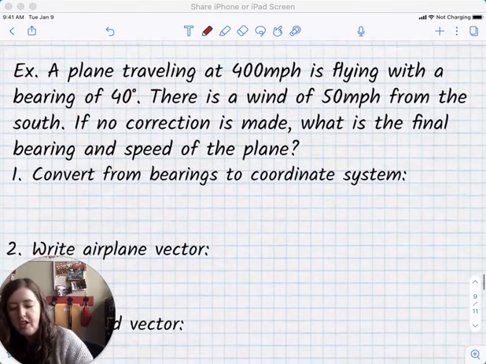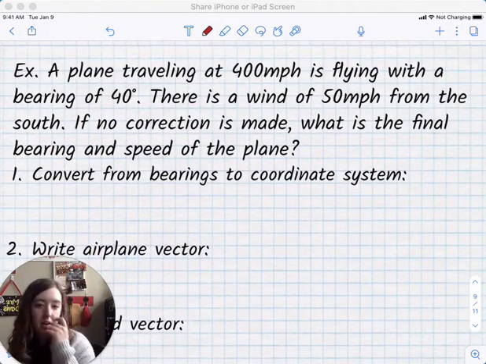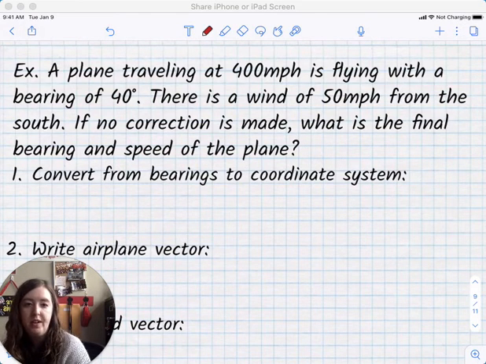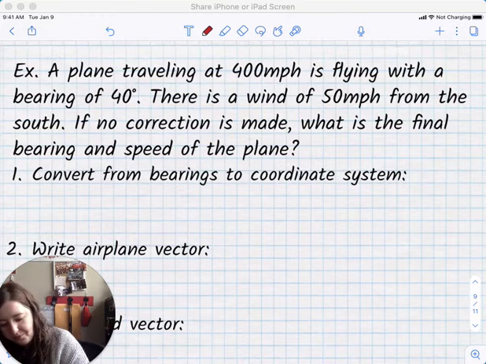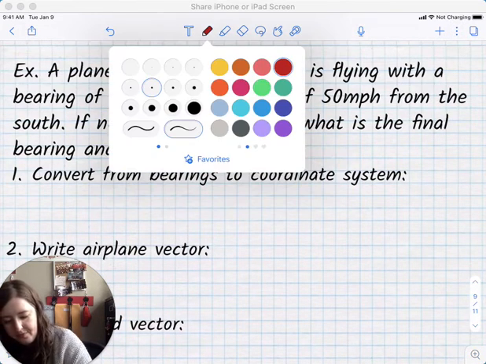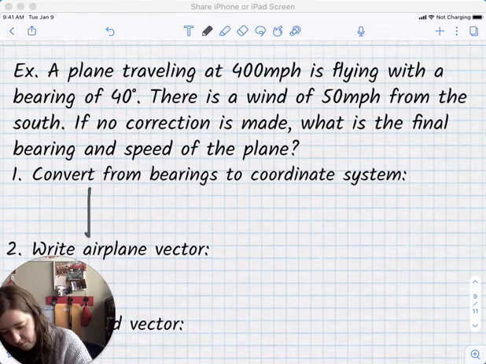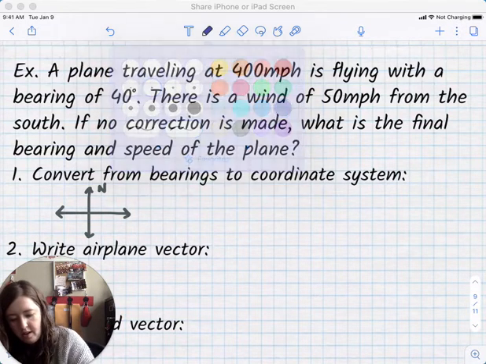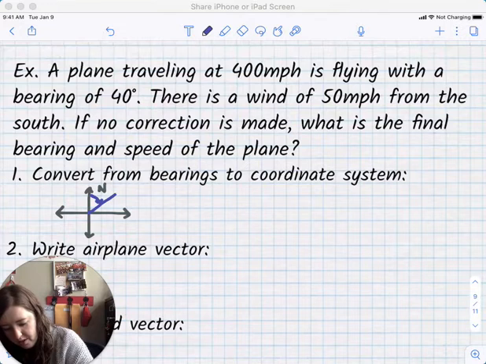So there's a plane traveling at 400 miles per hour, and it's flying with a bearing of 40 degrees. There's a wind of 50 miles per hour from the south. If no correction is made, what is the final bearing and speed of the plane? So first of all, let's talk about the bearing. Here's north. And 40 degrees from north is where my direction angle is.